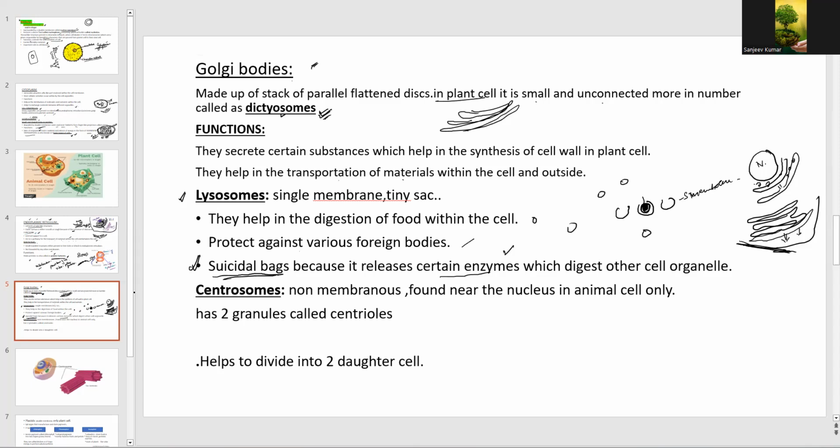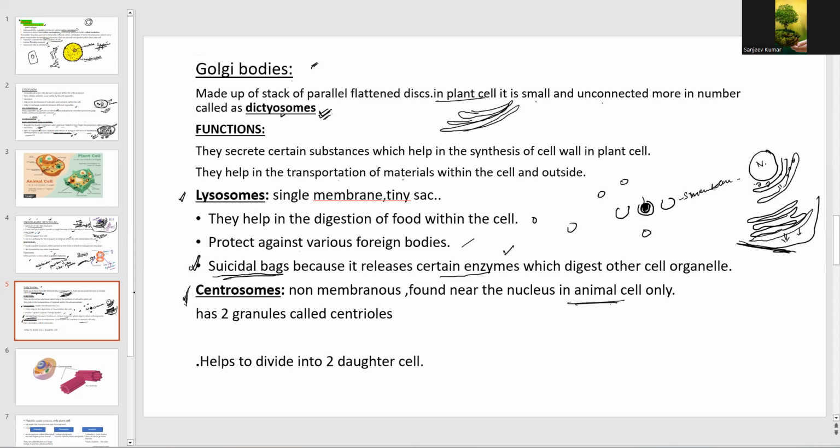Up to now, for the cell organelles you have only very little explanation, just the basic knowledge you should have: what is the basic function, where it is present, and what is the function of that particular organelle. Now the centrosome. Whatever we have read so far is present in both animal and plant cells. Centrosomes are present only in the animal cell.